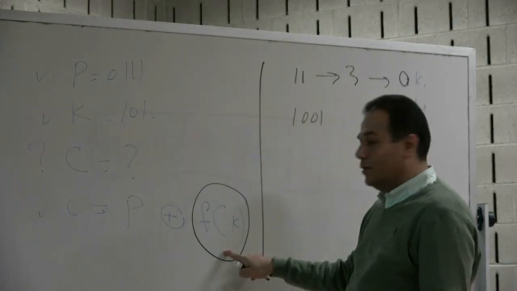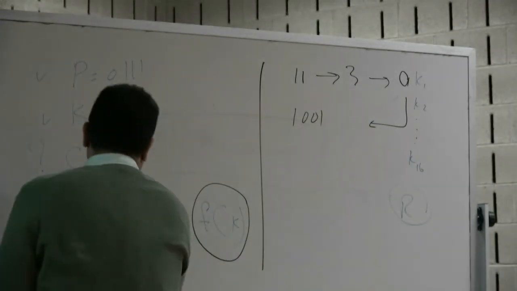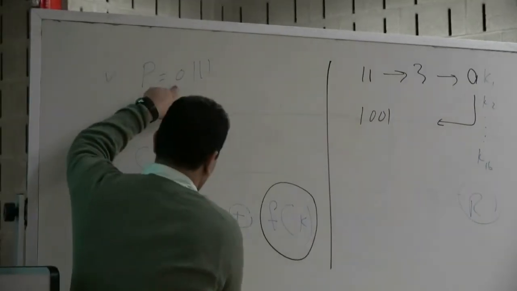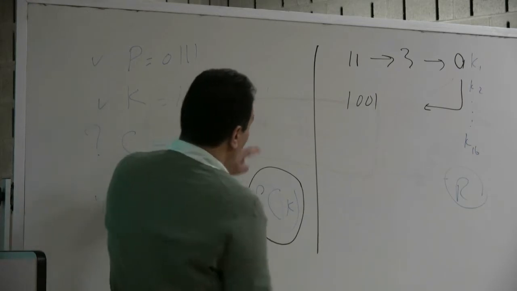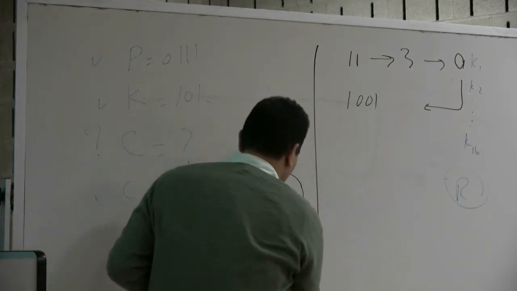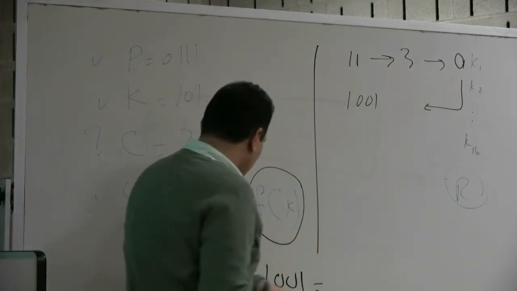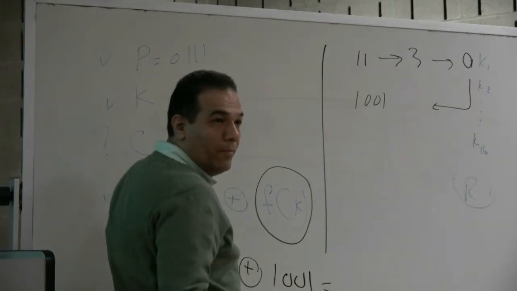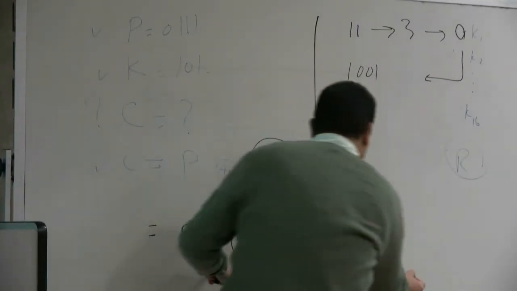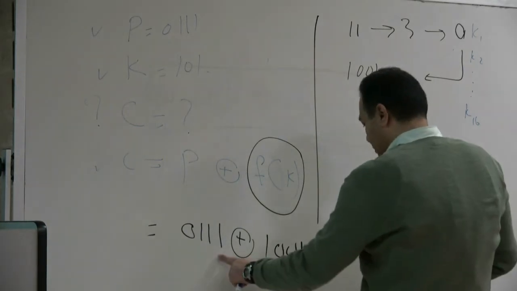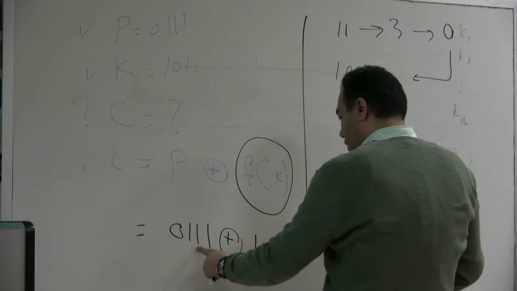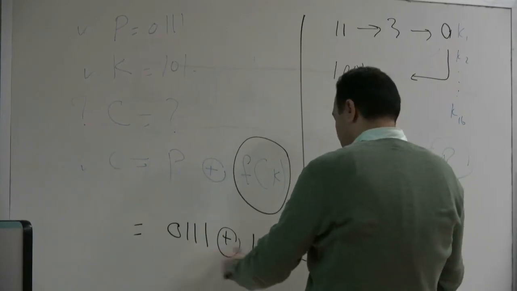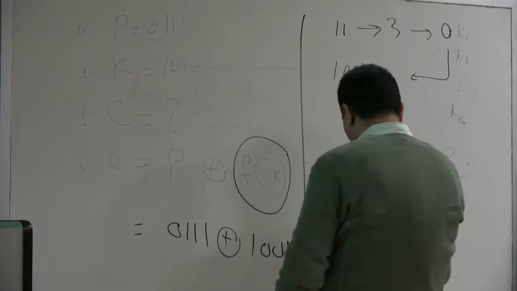So let's do it. What is the plain text? 0111 XOR how much? 1001. In XOR, what do we do? If they are the same, 0. Okay, 1 and 1, 0. 0 and 1, 1. 0 and 1, 1. 1 and 0, 1.